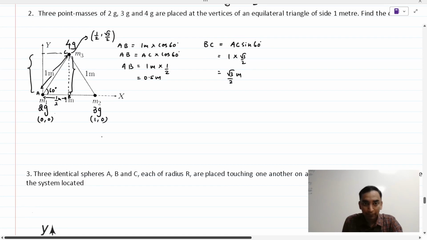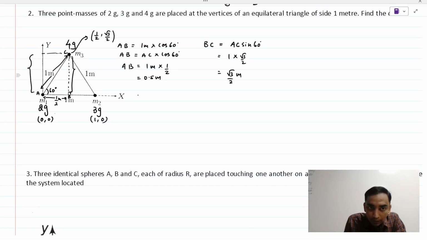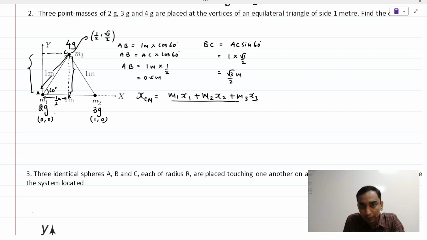So let's go ahead. Now xcm is equal to m1x1 plus m2x2 plus m3x3 upon m1 plus m2 plus m3.